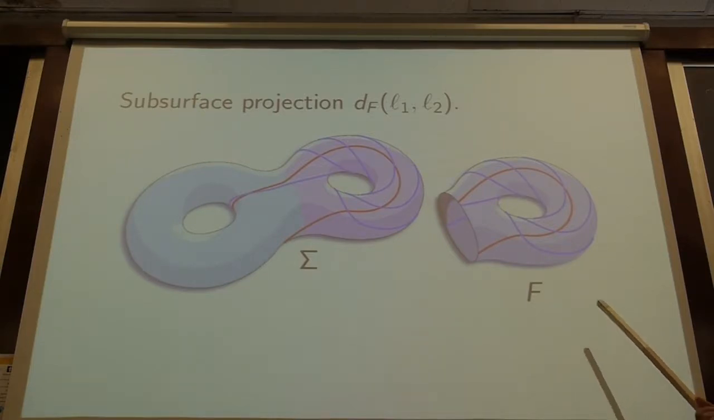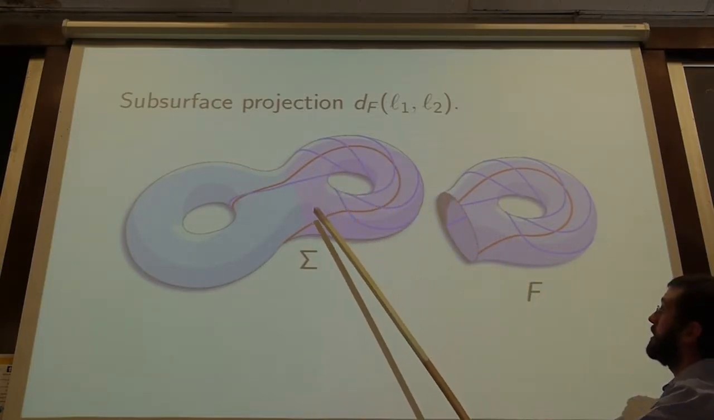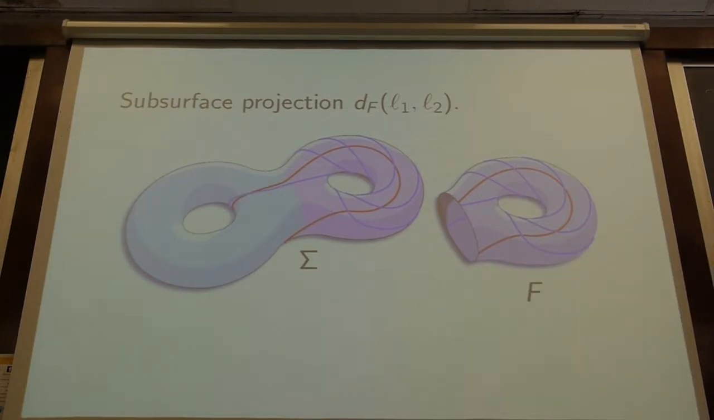So if we have a subsurface of our Heegaard surface, this purple subsurface, can you guys see that purple? I kind of randomly pick these colors, so I have no idea how well they work.